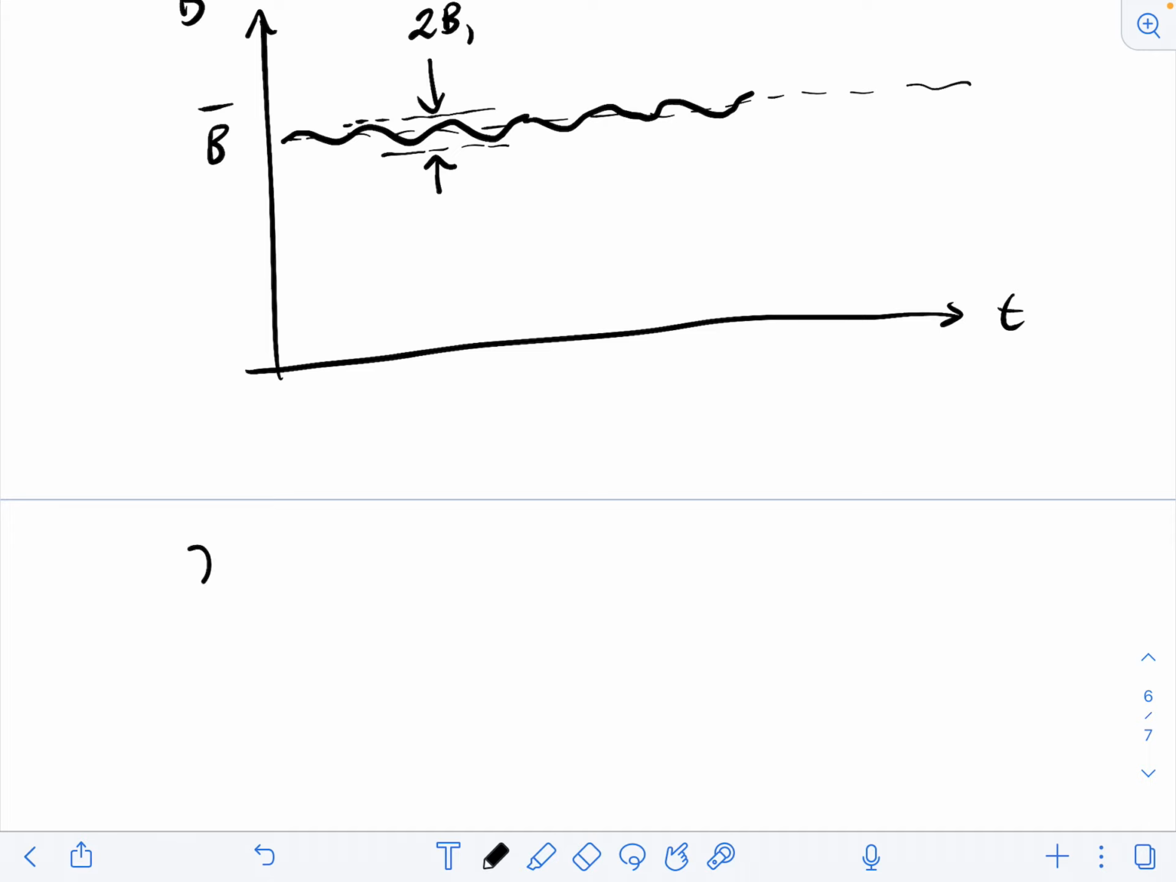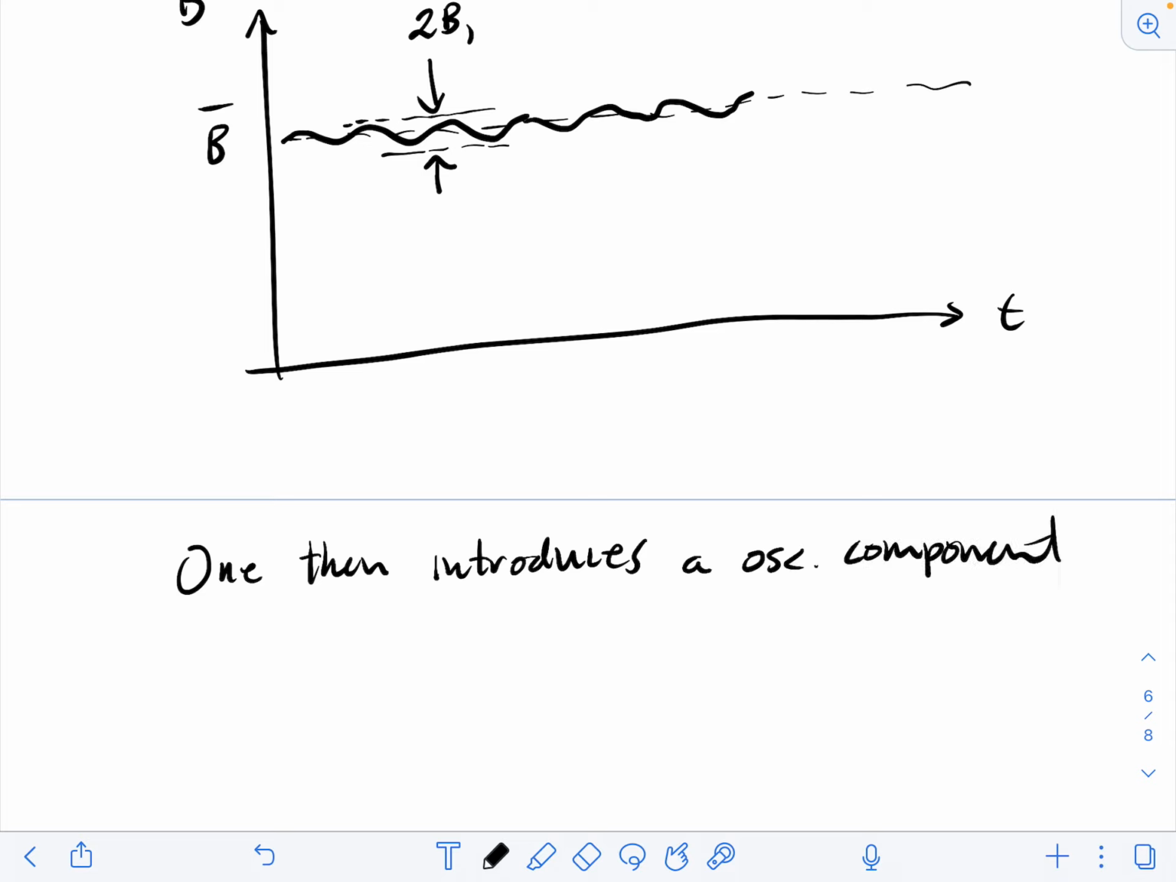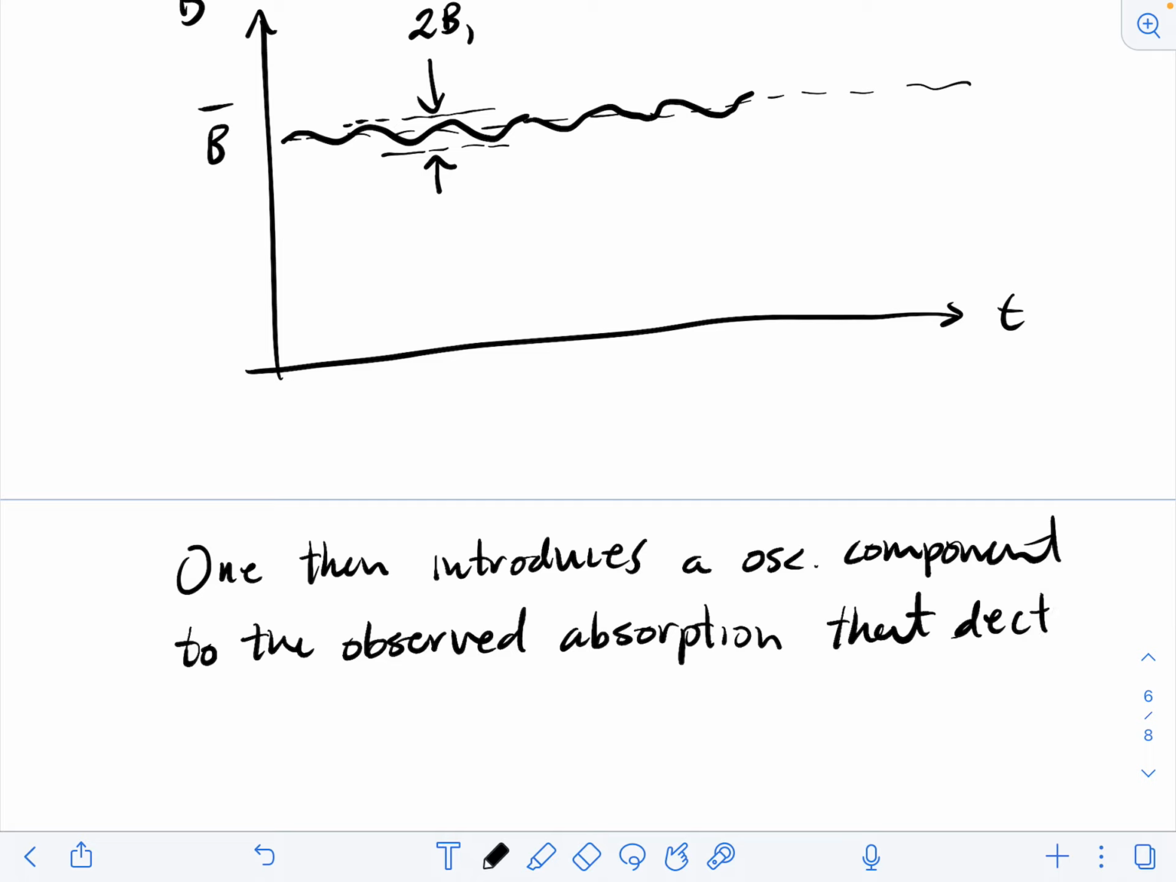So doing this, one then introduces an oscillating component to the observed absorption by the sample, and that can be detected easily by a lock-in detector.